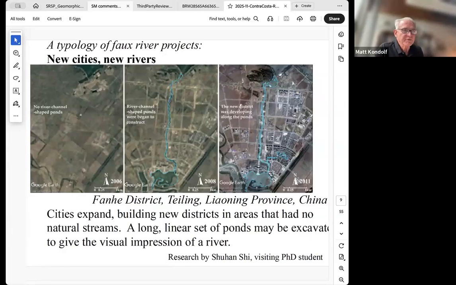But what if you don't have a river? No problem. We will dig one. And so this is what happened in this city, Tiling. You can see this is the new district, and no river, but they excavated a series of ponds that were basically elongated ponds that created the visual impression of a river.